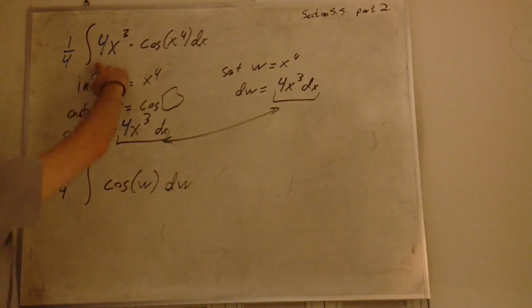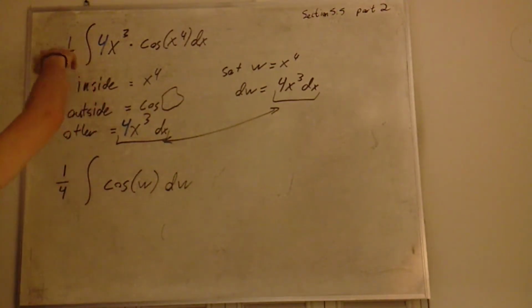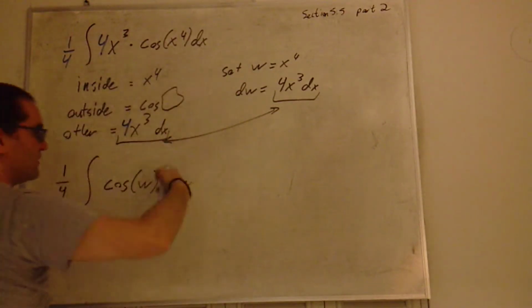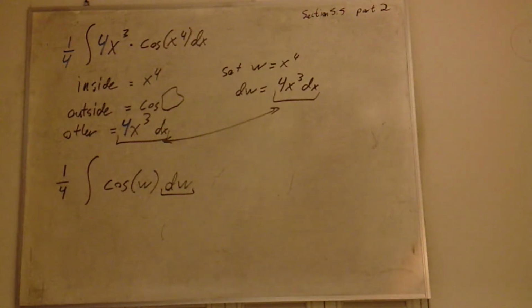So we introduce the 4 to get these things to match. We introduce a 1/4 so that it's balanced, and we haven't changed it. The 4 gets sucked up into this piece and disappears. The 1/4 stays.